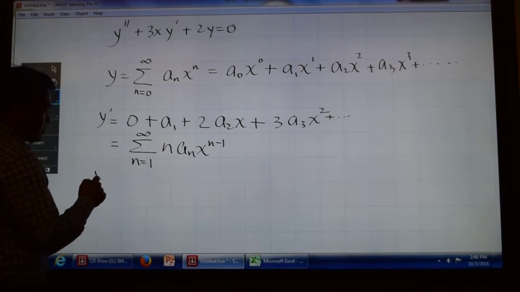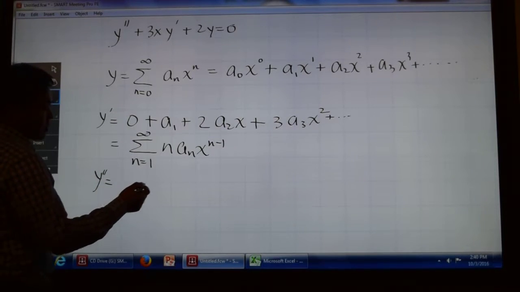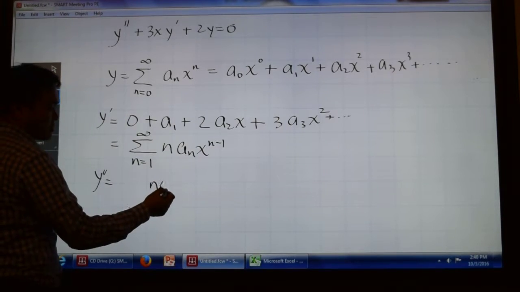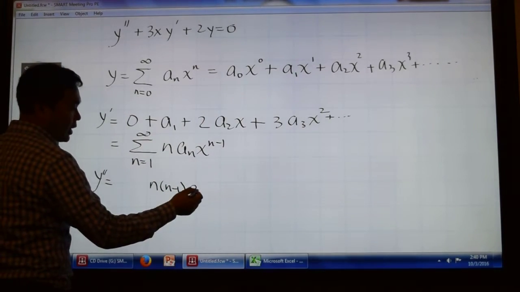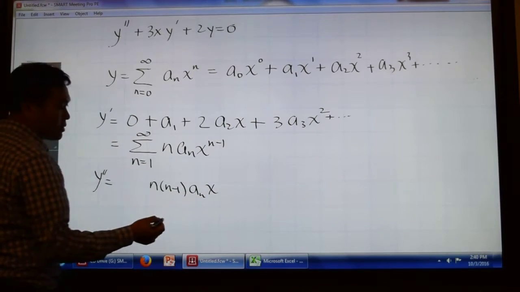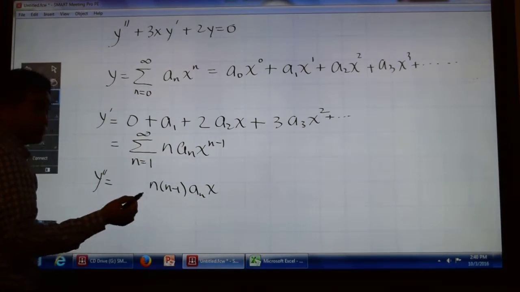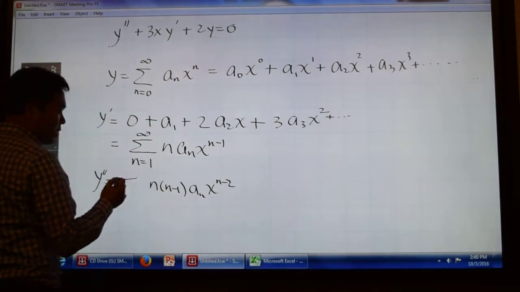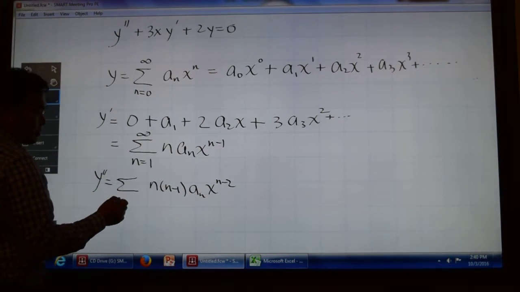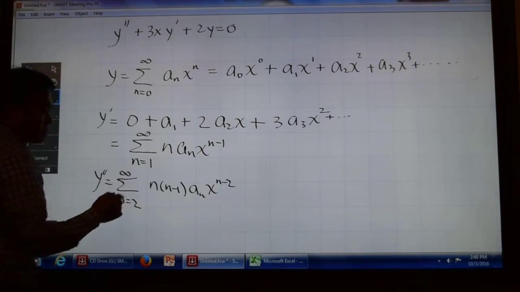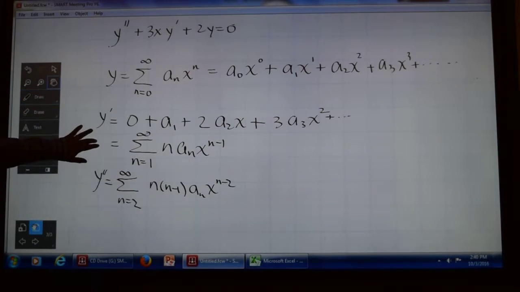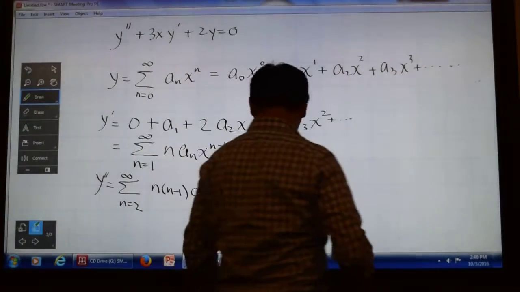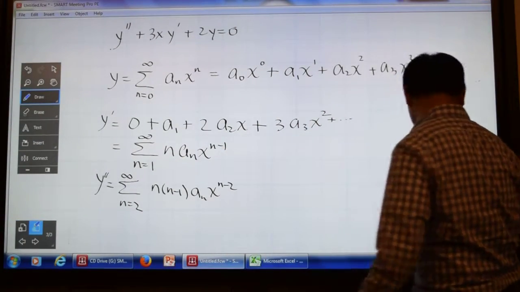Now in the same way, if you differentiate again, what would you get? N minus 1 would come forward, right? So you get n times n minus 1, an, x to what power? N minus 2, right? And where should n start from? 2. Now what we do is we just plug everything into this equation.